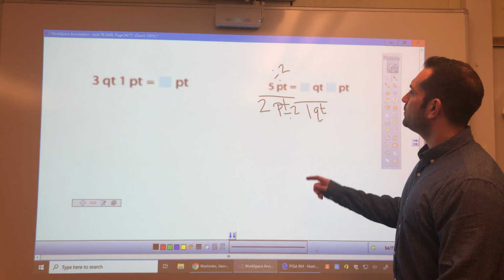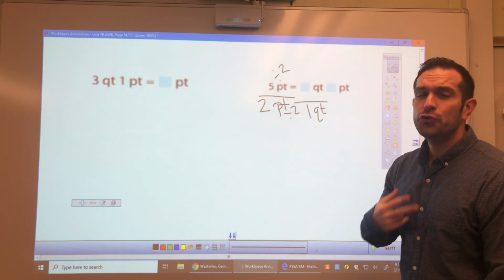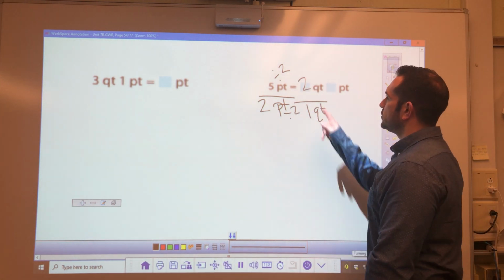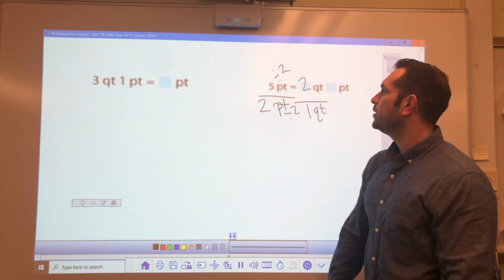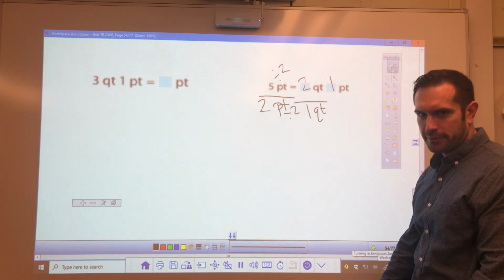So I know that I can get at least 2 full quarts out of that. But 2 times 2 is 4, so I'm going to have a pint left over, so it'll be 2 quarts, 1 pint. Okay?